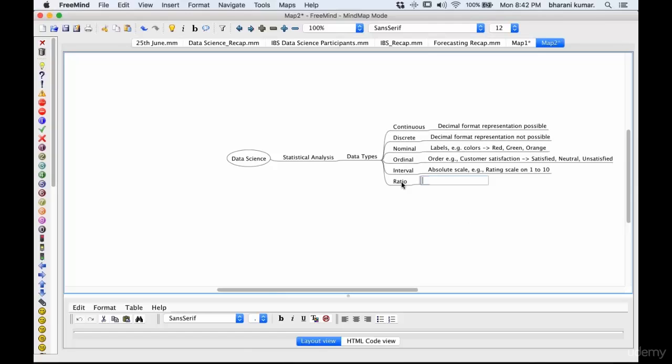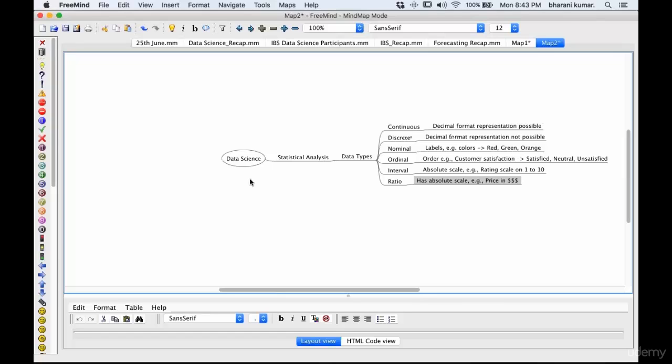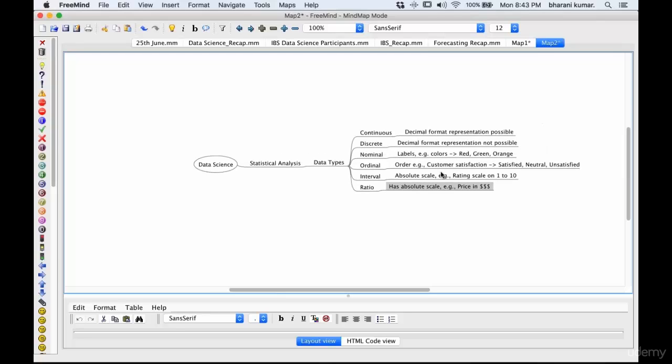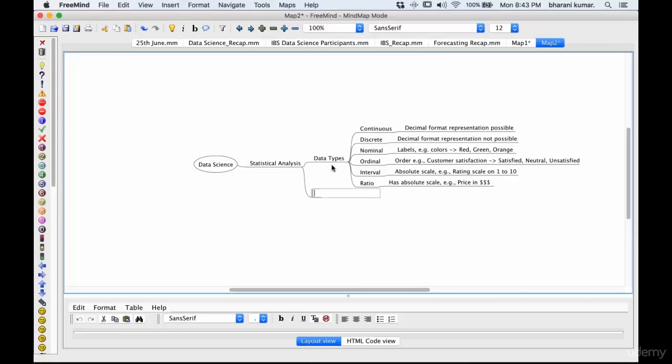Ratio has an absolute scale. Here, if you speak about the price in dollars, it would have an absolute scale. If you and I both pay $10 to purchase a product, it is as good as saying that we have spent the same amount, right? So these are the data types that we have discussed.